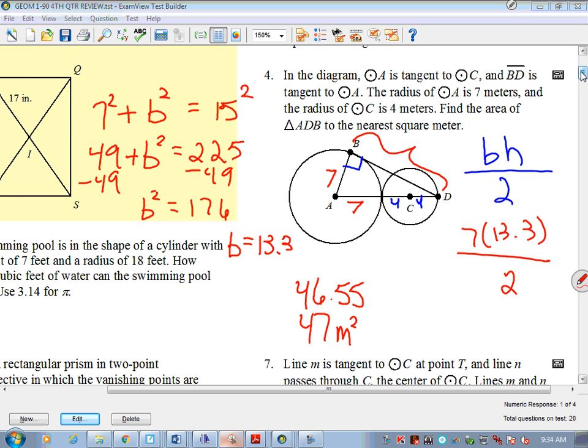So let's see. We might have rounded incorrectly someplace. Let's double check our math here so we don't make a mistake tomorrow. Okay, so we got our 15, we got our 7. Okay, 225. Let's double check our 15 squared. 225 minus 49 does come out to 176. Square root of 176. All right, you rounded it up to 13.3.